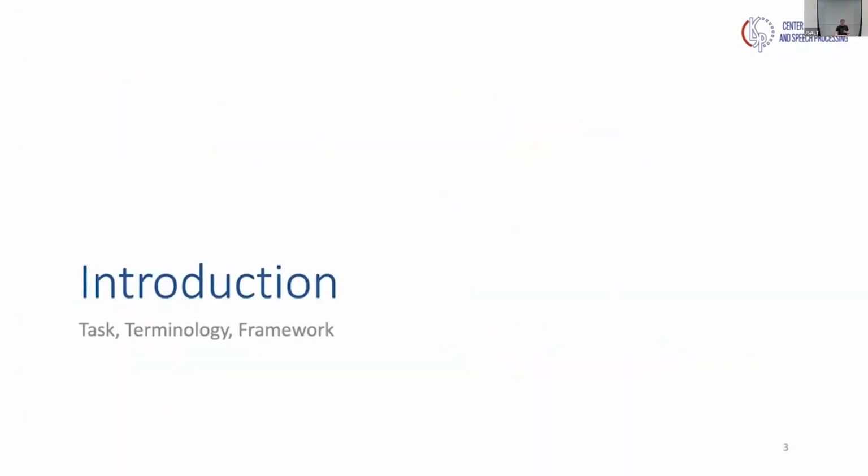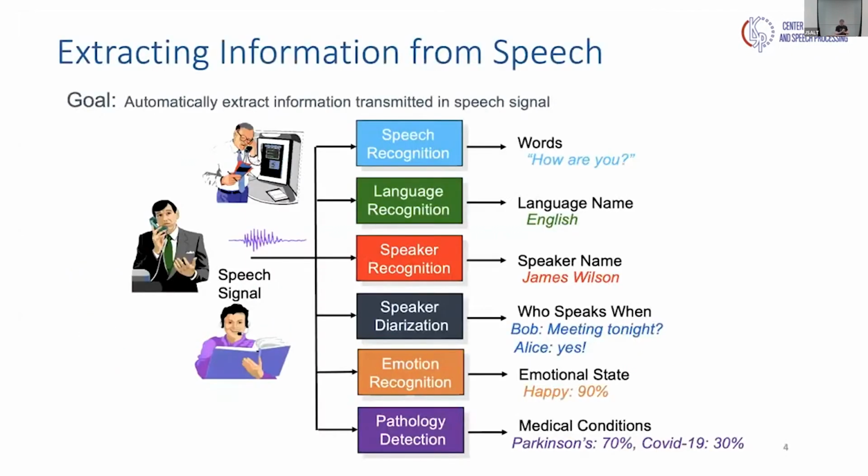So let's start with the introduction about the task. Speech is a signal that encodes a very diverse range of information. For example, if you want to know what a person said, you do speech recognition, right? If you want to know the language in which a person is speaking, you do language recognition. In this tutorial, we're interested in speaker recognition, which is identifying who is speaking. Something that is also related to speaker recognition, that will be taught in the second session, is speaker diarization, which is saying who speaks when.